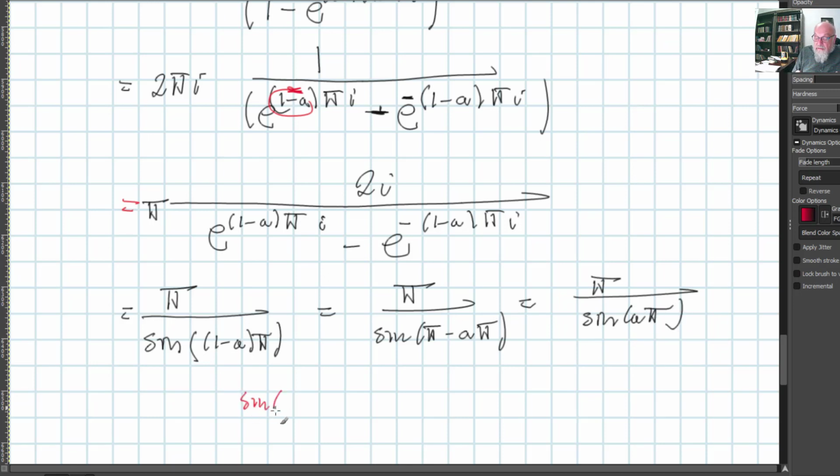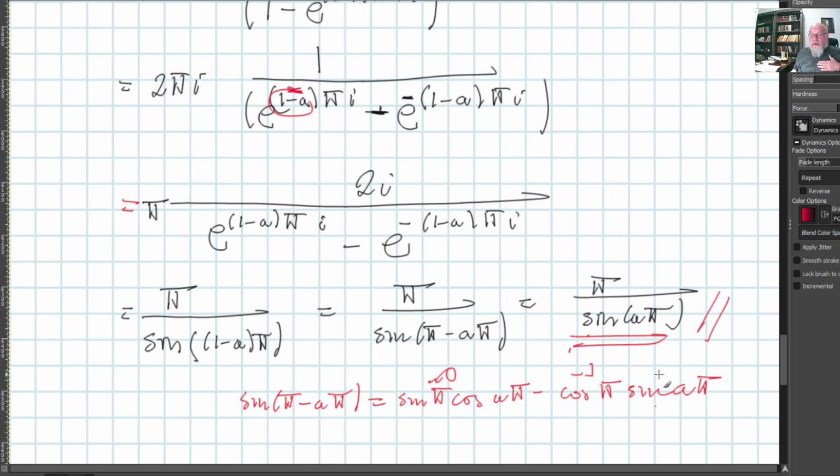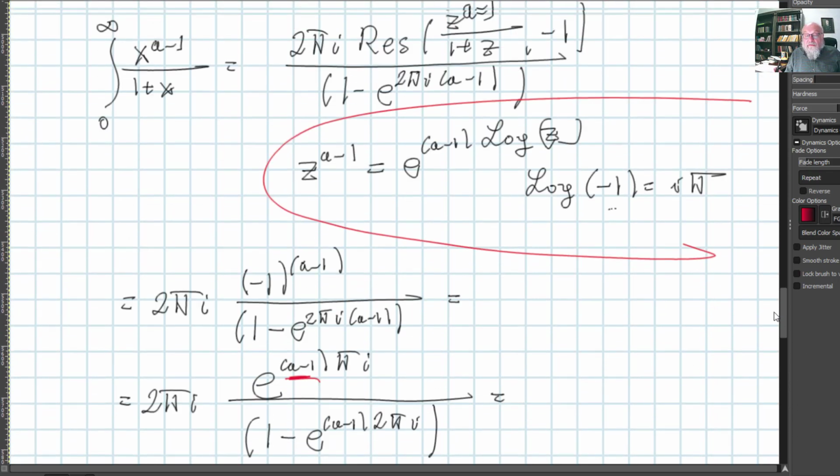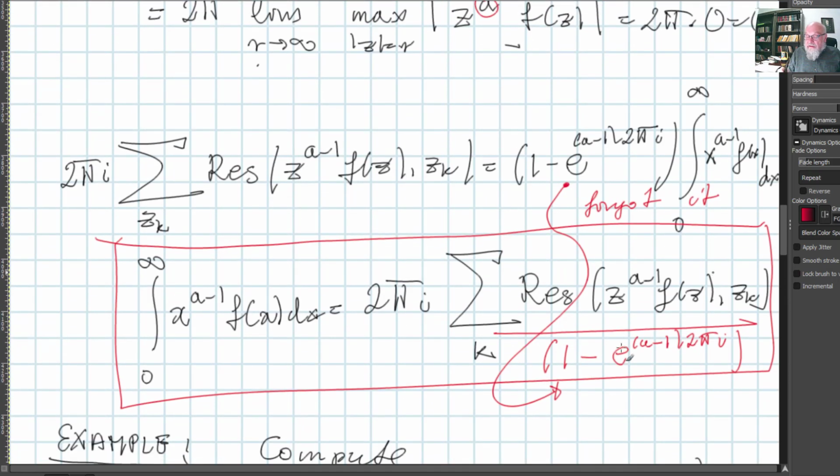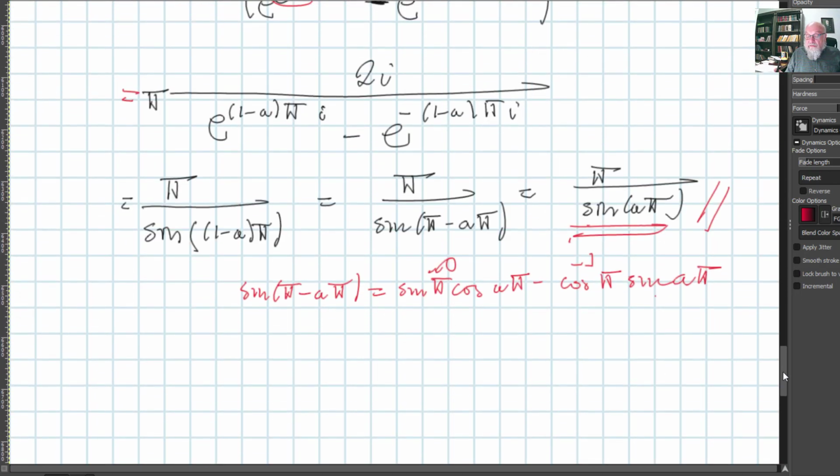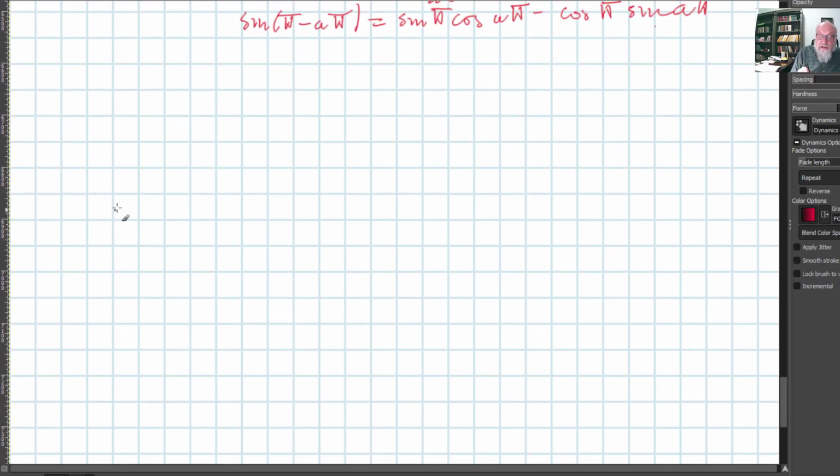Let me check it. Sine of pi minus a pi is equal to sine of pi cosine a pi minus cosine of pi sine a pi. This one is equal to 0, and this is equal to minus 1. So I'm getting exactly that value, and we finish it. Wow. Oh, I was nervous. I already made a mistake in the main formula, so I will write this main formula again, in order to make sure that we will not mix them up like I did.